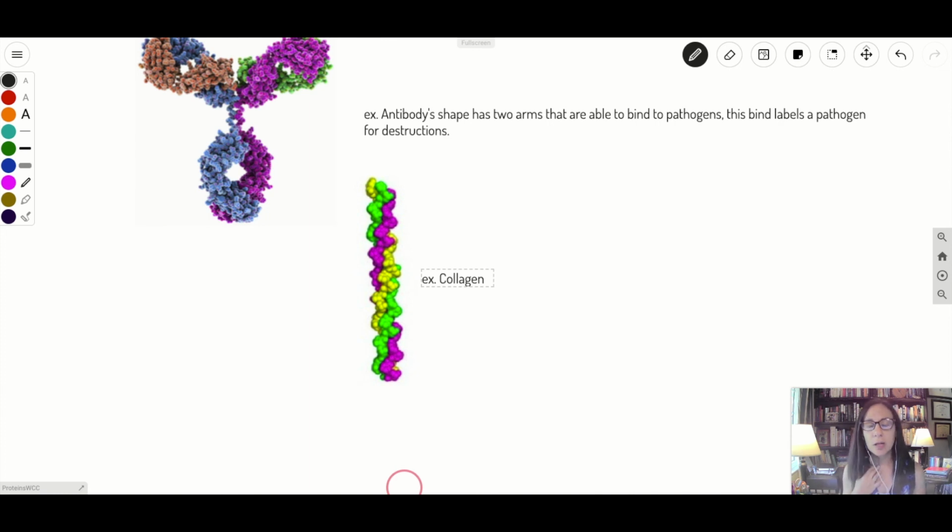And so what collagen does is it's a protein that binds bone to bone, okay? Or it can bind bone to muscle. So it's like a rope because it attaches two things to each other. And so again, you can see the relationship between what it looks like and what it does. So collagen is in charge of binding two parts together like a rope. Okay, and I'm just going to show you one more example.